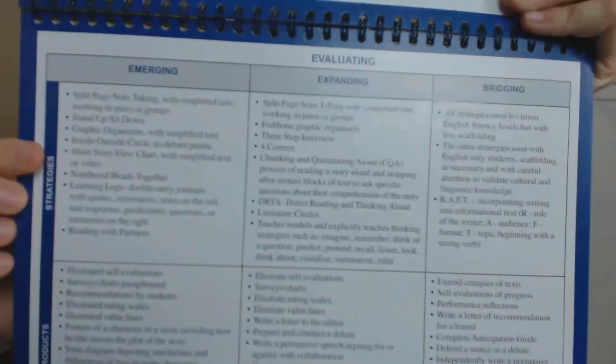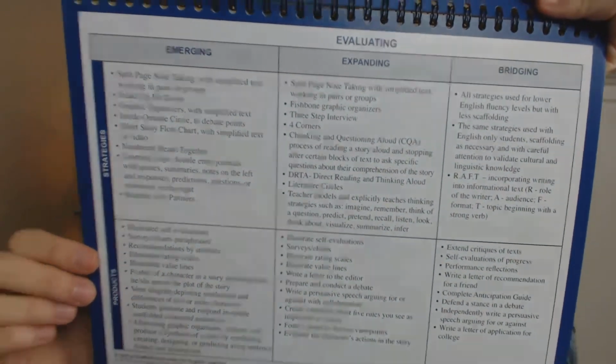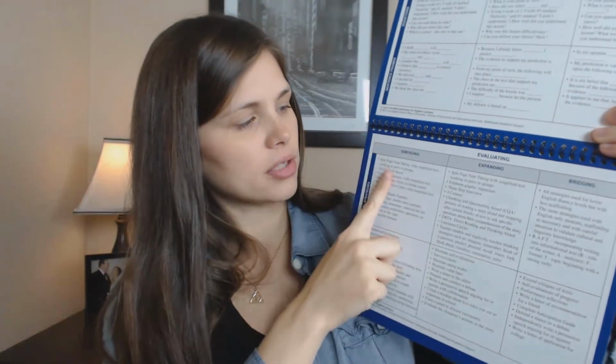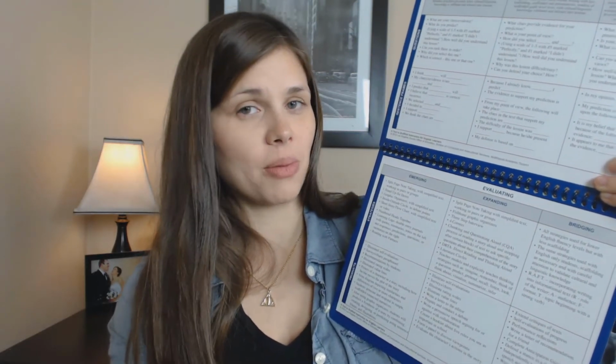And down below is a really helpful part of this chart. Down here tells me about evaluating emerging students. So these are our newer English learners. Expanding students, these are our students kind of in the middle. And then our bridging students are students who are more advanced and are closing in on becoming proficient in the English language at their grade level.